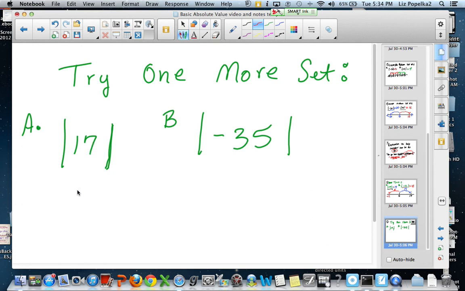So the absolute value of positive 17 is simply going to be a positive 17 because it would take 17 steps to go from 0 to 17. The absolute value of negative 35 is simply going to be a positive 35 because you can't go negative steps. You would still have to go 35 steps. It would just be in the negative direction.